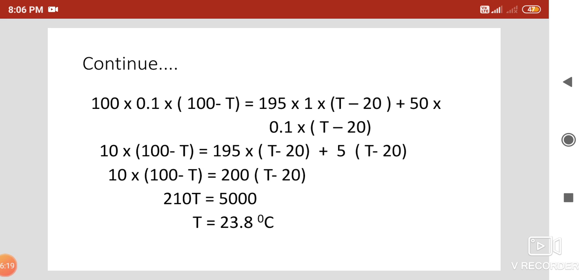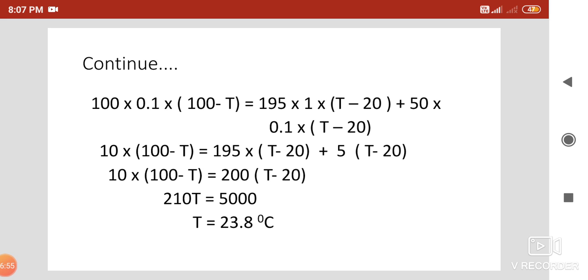Then afterwards you can take the T minus 20 from the right side. If you see the right side, T minus 20 is common, so after taking it common we'll get 10 in bracket (100 minus T) equal to 200 in bracket (T minus 20). After taking common, 195 plus 5, we'll get that answer. So 210 T equal to 5000. Then after solving that we'll get T equal to 23.8 degrees Celsius.